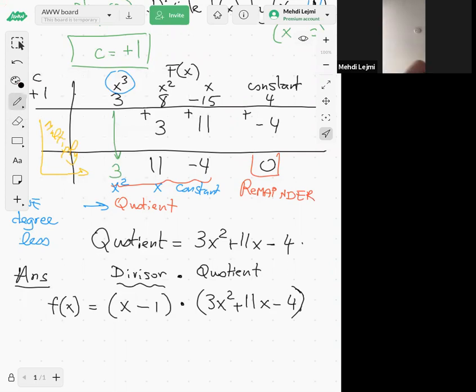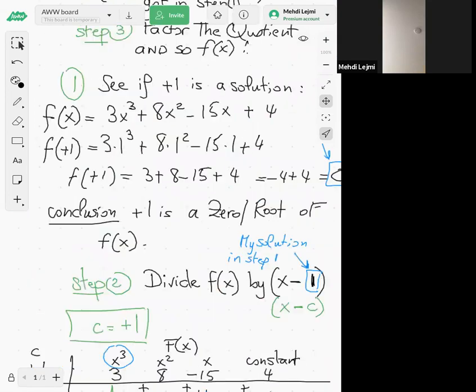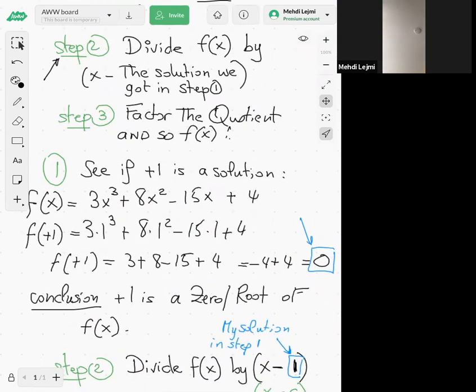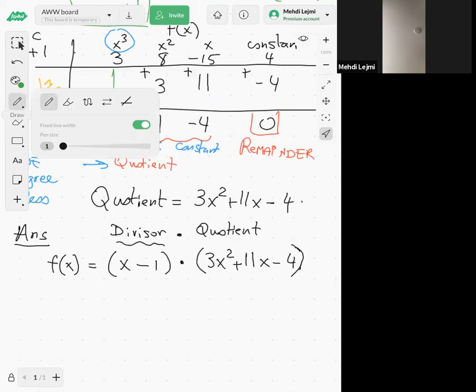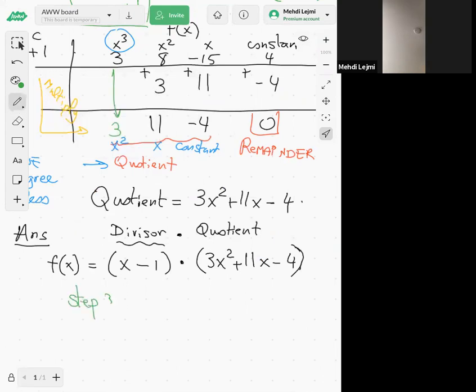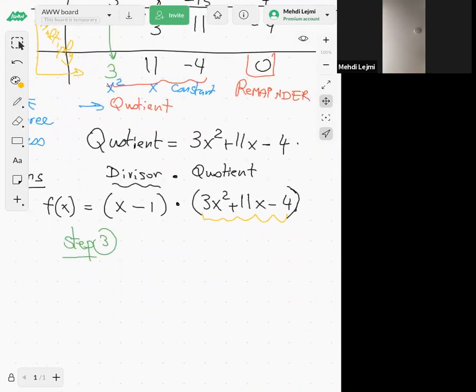Now I divided my f of x by x minus 1. So now what would be the next step? In step 3, we have to factor the quotient, and so f of x. So now I can try to factor the quotient. So step 3. Where's my quotient? Well, here's my quotient, right? This is the quotient. So we need to factor the quotient in step 3. Step 3, factor the quotient, which is actually a quadratic function, right? It's 3x squared plus 11x minus 4.